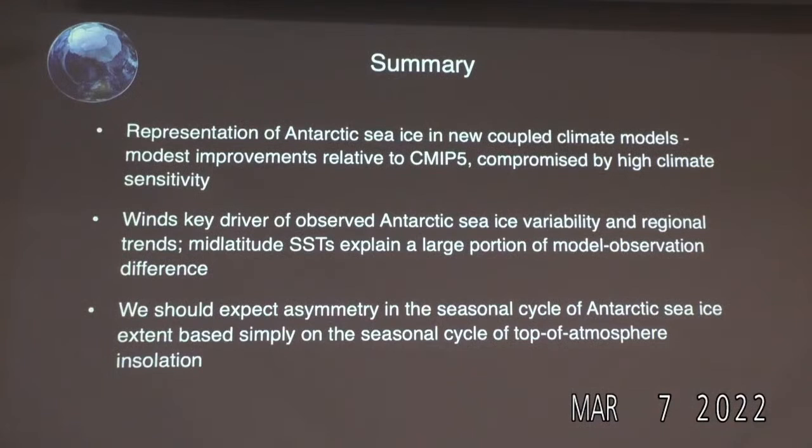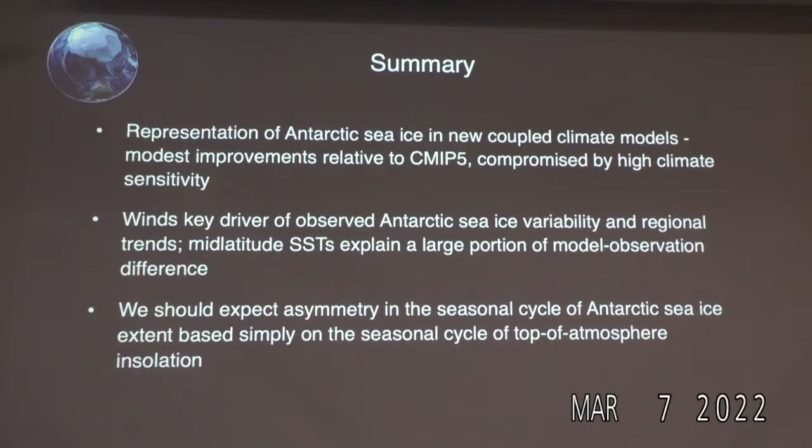And then in the third part, we investigated the cause of asymmetry in the seasonal cycle of Antarctic sea ice, which is a strong asymmetry of about 51 days. And we found essentially that we should expect asymmetry in the seasonal cycle of Antarctic sea ice based simply on the seasonal cycle of the top of atmosphere insolation. We could work our way down to this very simple idealized model based on the results that we found from the more complex GCMs, stripping the complexity down to a very simple equation that revealed this simple behavior based just on the solar insolation.